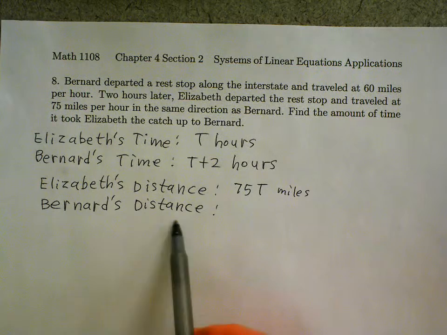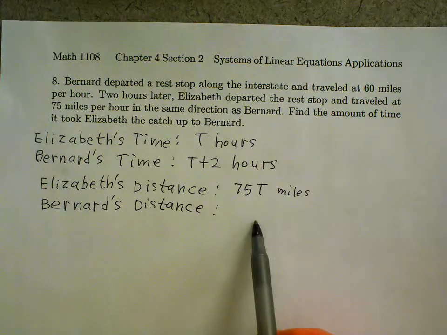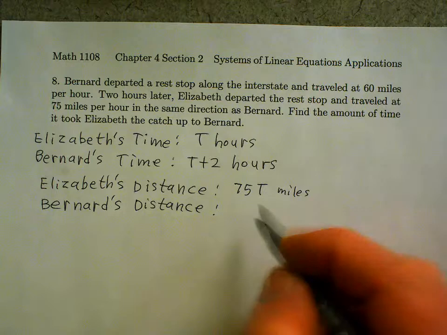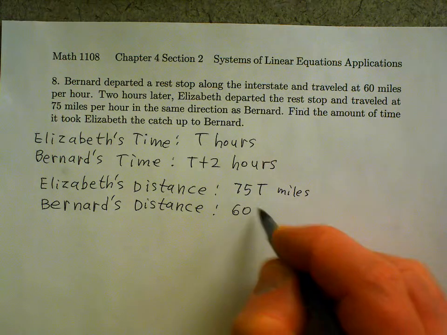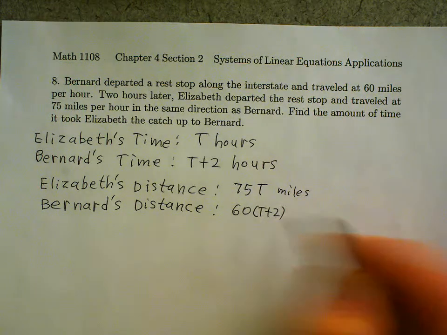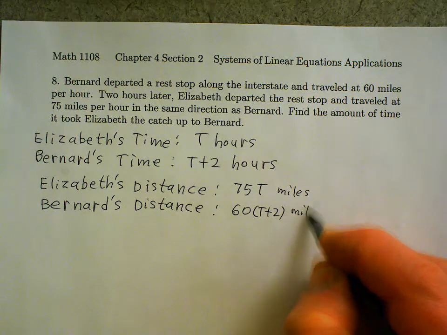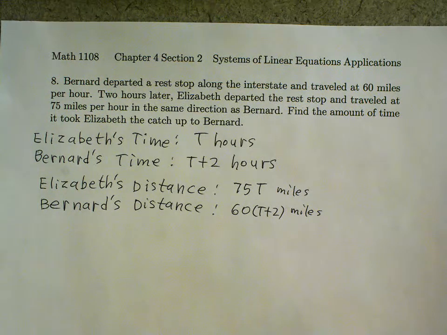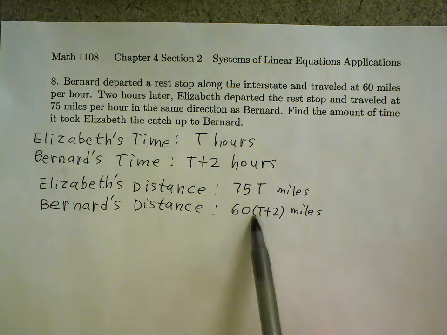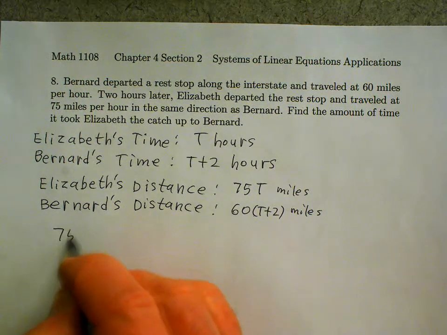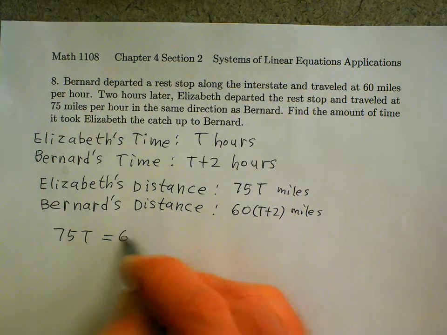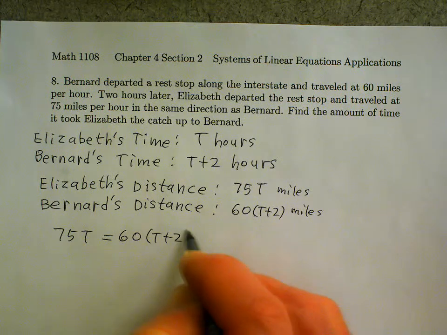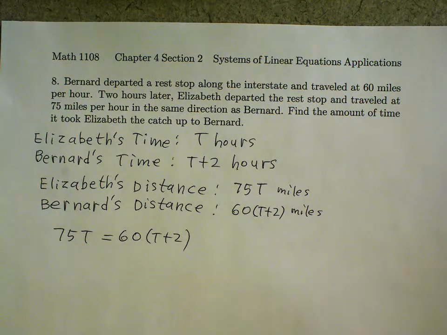And Bernard's distance is his rate times his time. So Bernard's rate is 60 miles per hour for T plus 2 hours. And so his distance is represented by 60 times (T plus 2) miles. Their distances are the same, so we set 75T equal to 60 times (T plus 2). And then we solve for T.